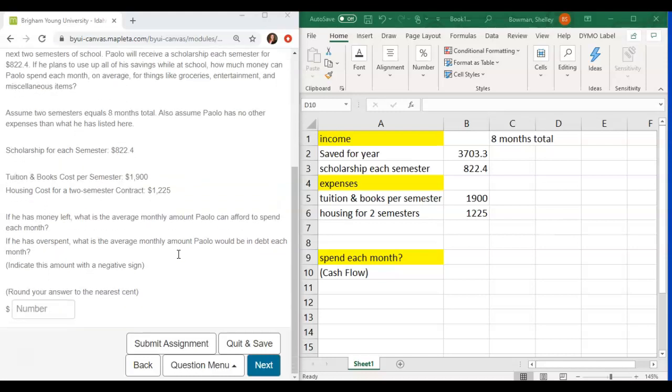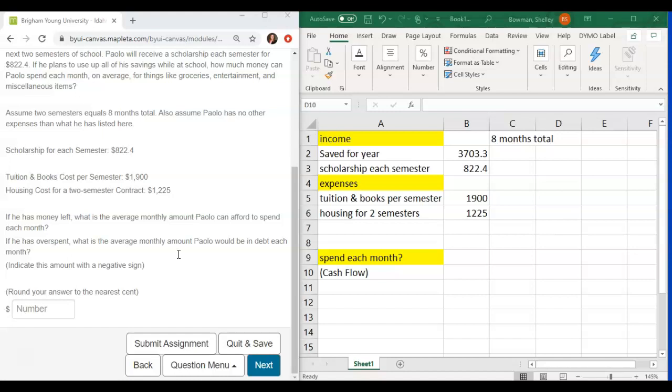And we're listed scholarship for each semester, $822.40. Tuition and books cost per semester, $1,900. Housing cost for a 2-semester contract, $1,225. If he has money left, what is the average monthly amount Paulo can afford to spend each month? If he is overspent, what is the average monthly amount Paulo will be in debt each month? Indicate this with a negative sign, and round your answer to the nearest cent.